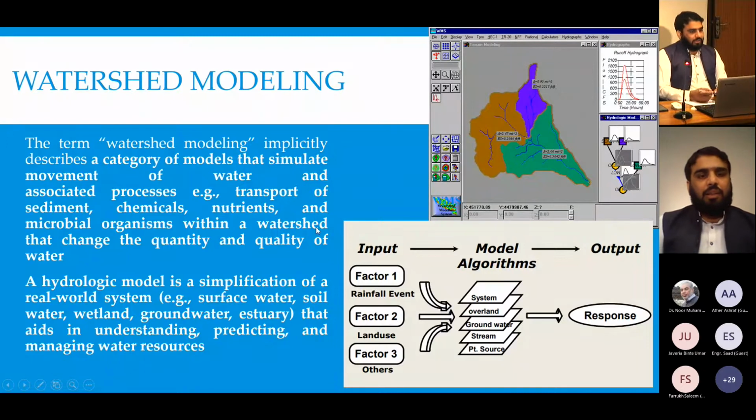And others are the chemical nutrients, and the interaction of the organisms within the watershed is also an associated process, which is the focus of the ecologists. And the hydrological model, simply, as you can see in the picture on the right side, is a model that converts your rainfall and associated parameters to the response, that is our runoff.